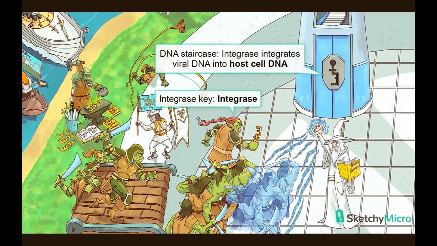This enzyme integrates the newly formed viral DNA into the host cell genome. Integrase will be represented by the keys the blacksmith produces to unlock the DNA tower so that the wizard's double-stranded DNA army can infiltrate.